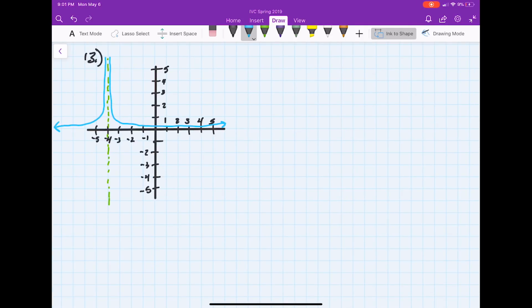Number 13, probably just as easy. We're going to get our domain and our range here. Domain is such that x cannot equal -4, because we have this asymptote right here. Now notice our range is basically everything above the x-axis. So we'll just write our range as y such that y is greater than 0. And that's number 13.